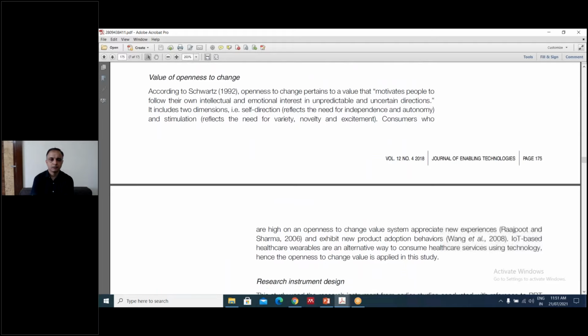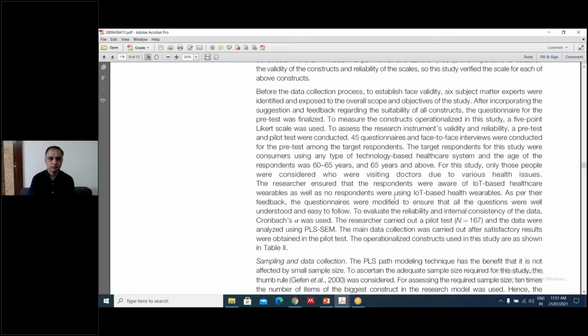I talk about typically what is the, I will just come to the table. Then we have the standard section of the common method bias. Then we talk about why I use PLS-SEM. And then in the discussion, here you can see the first table talks about the demographics.